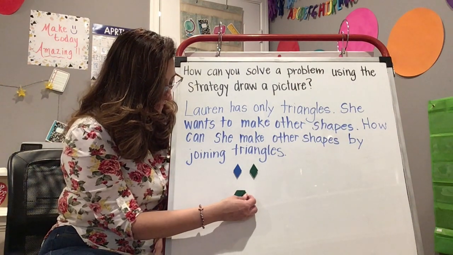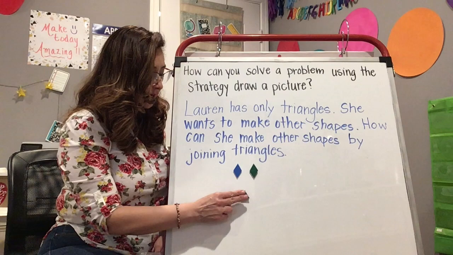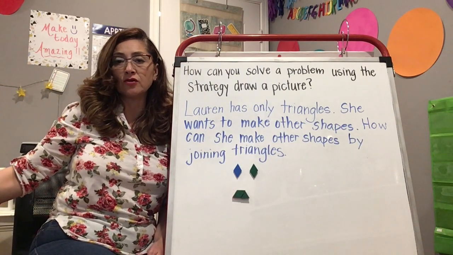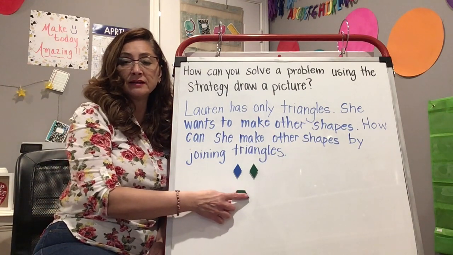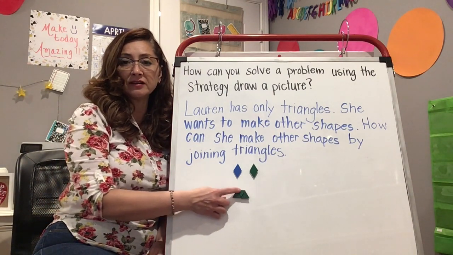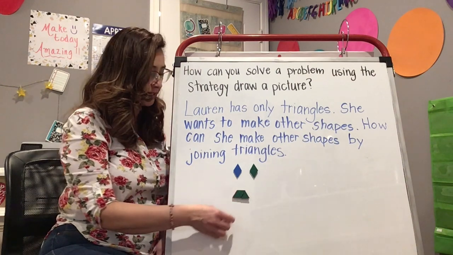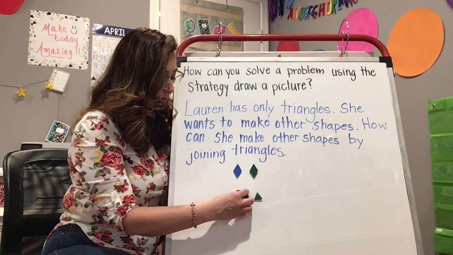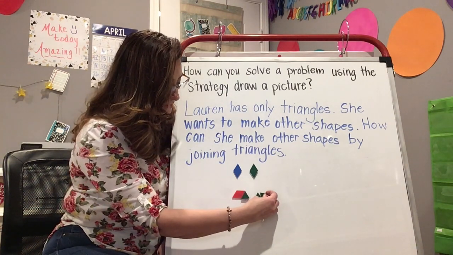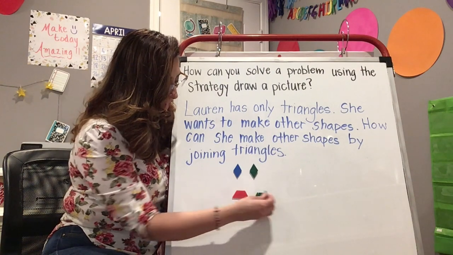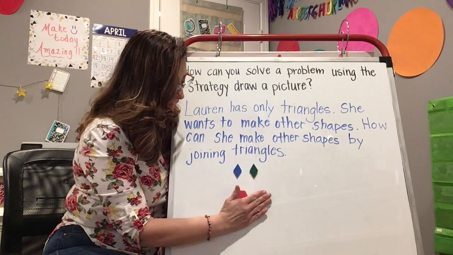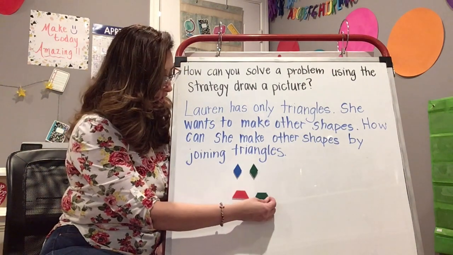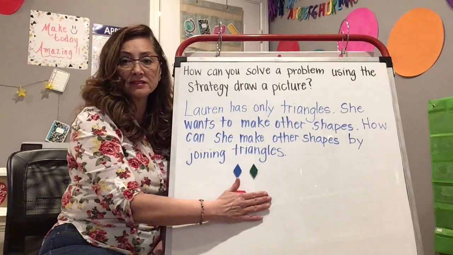Remember, she has to line up those vertices to cover or fill in the trapezoid so that she can see how many triangles she needs to make that trapezoid. Now, we can move this now over here on our whiteboard so that we can see that trapezoid that she can make by joining the triangles together.